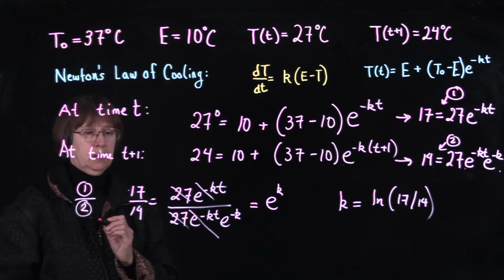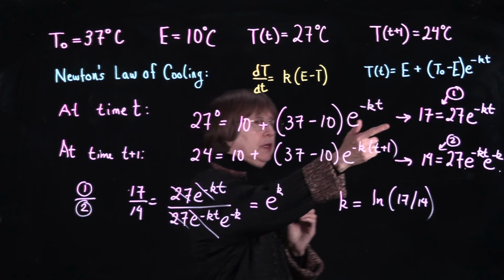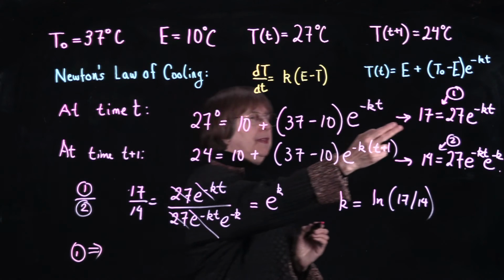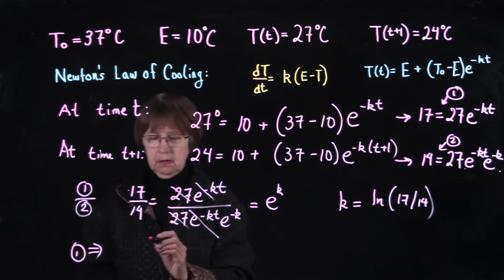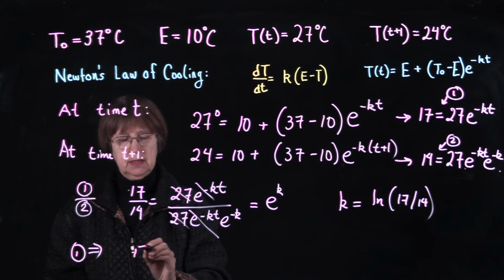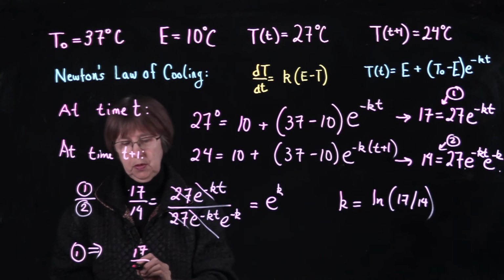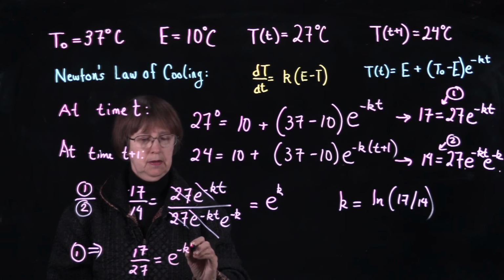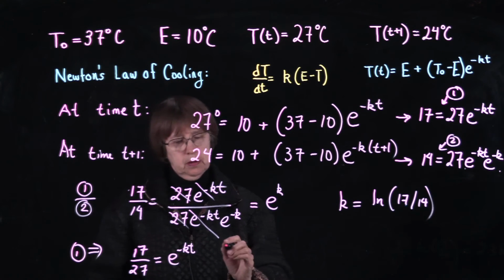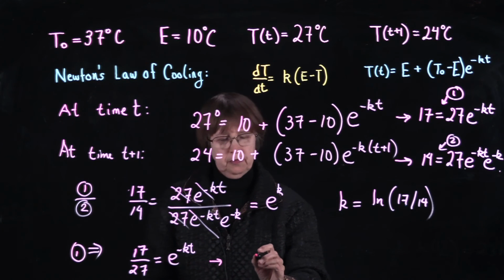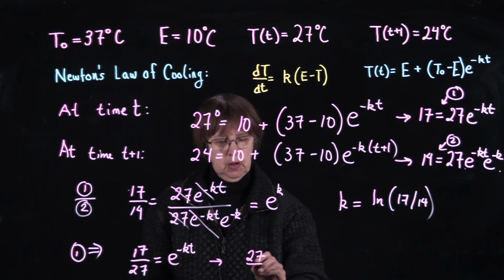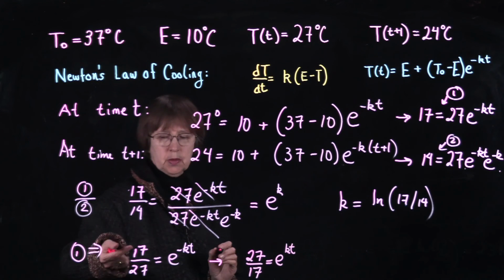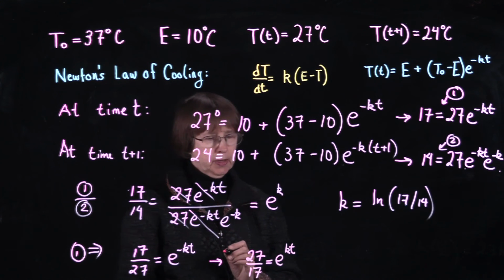Now, how do we find the actual time? We can use either of these equations. Let's go for equation 1. So equation 1 tells us that 17 equals 27 e to the minus kt. We can rewrite that as 17 over 27 equals e to the minus kt. From here, we can actually write this in a more convenient form of 27 over 17 equals e to the plus kt. Remember that reciprocals also change the sign of the exponent.